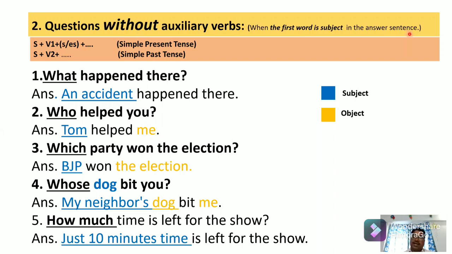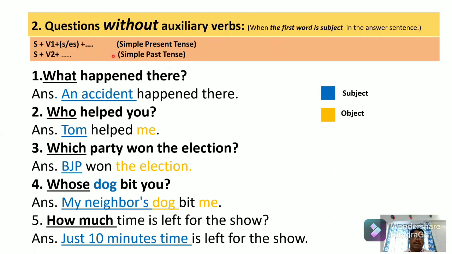Yes, and it comes definitely before the verb, because subject comes before verb in an affirmative sentence, right? Main verb doesn't come before subject in an affirmative sentence, right? So when the first word is subject in the answer sentence, and when it comes before the main verb, that time we make questions without auxiliary verbs.